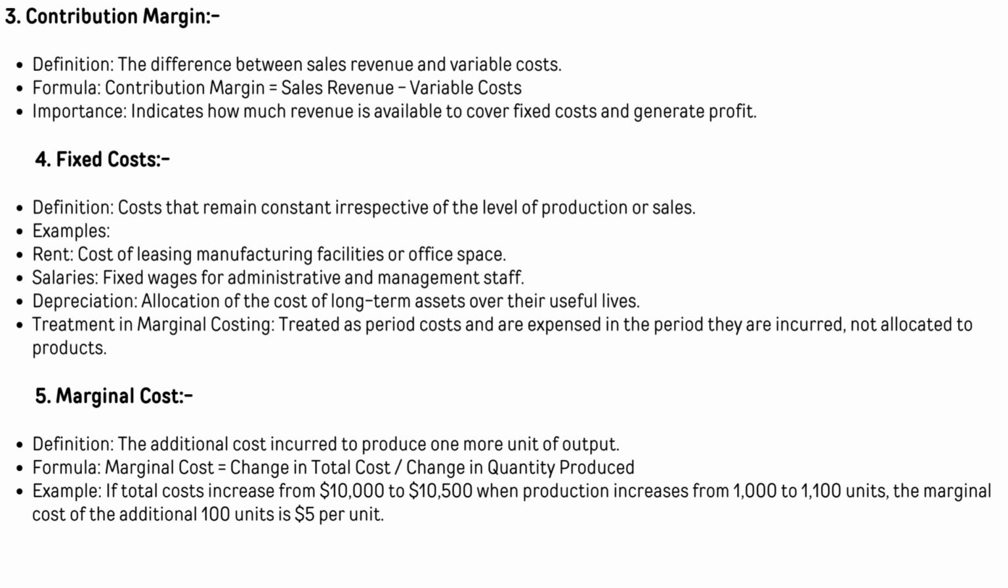Marginal cost, the additional cost incurred to produce one more unit of output. Formula for marginal cost is change in total cost divided by change in quantity produced. Example: if total costs increase from $10,000 to $10,500 when production increases from 1,000 to 1,100 units, the marginal cost of the additional 100 units is $5 per unit.